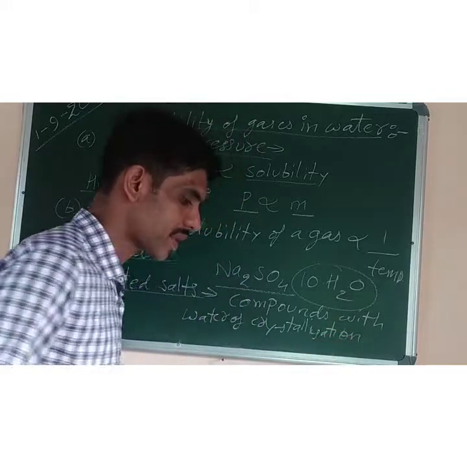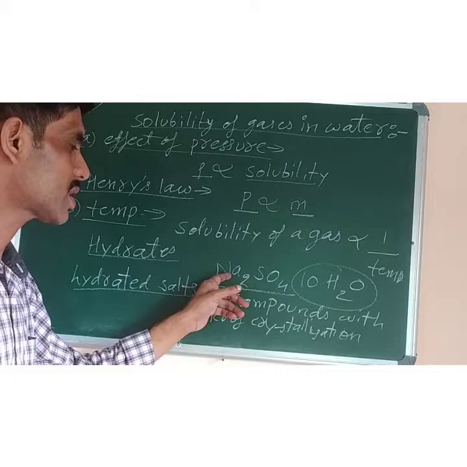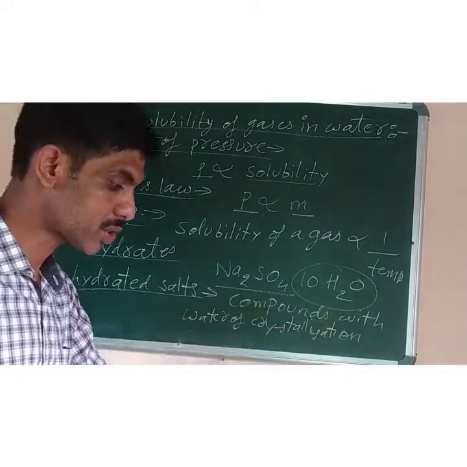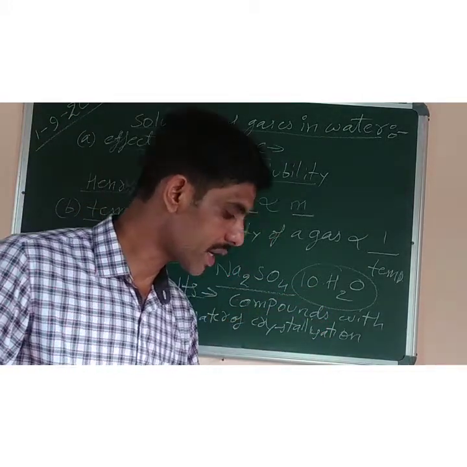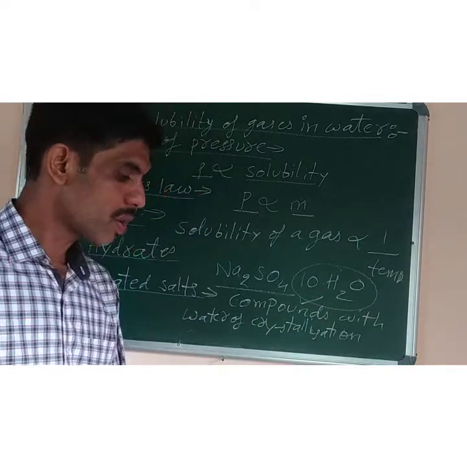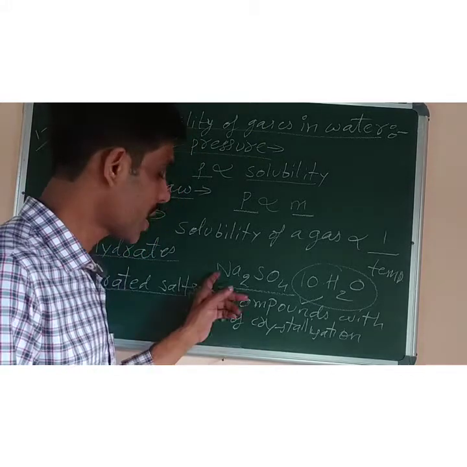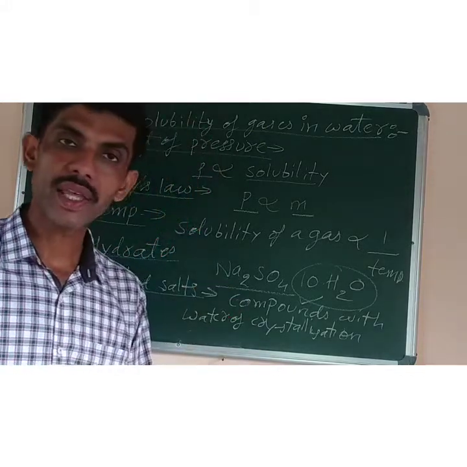Compounds with water of crystallization are called hydrated salts. Like this one is also an example of a hydrated salt. In your book, some more examples are there. On heating, these water molecules will be lost and the hydrated salts will lose their shape and their color also.